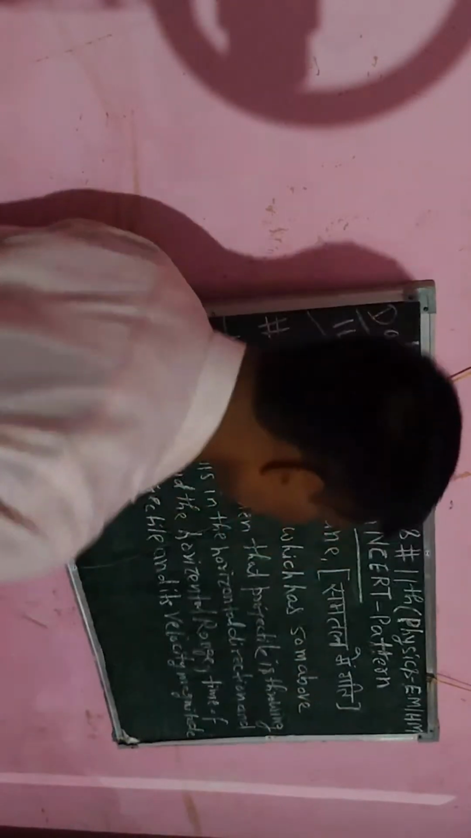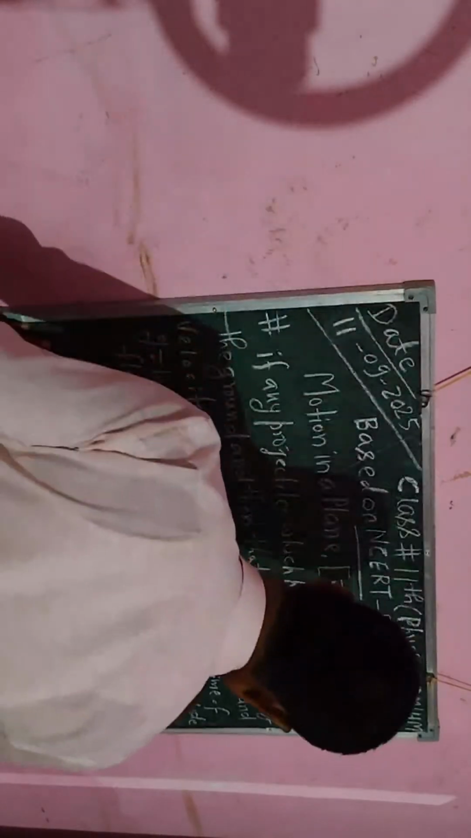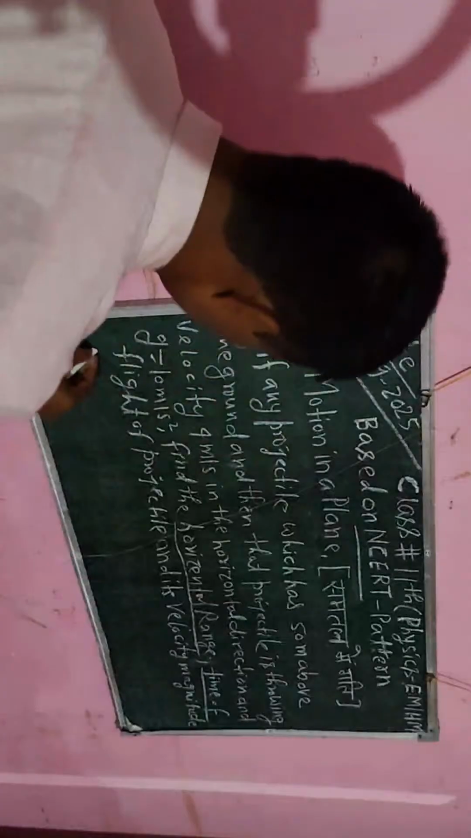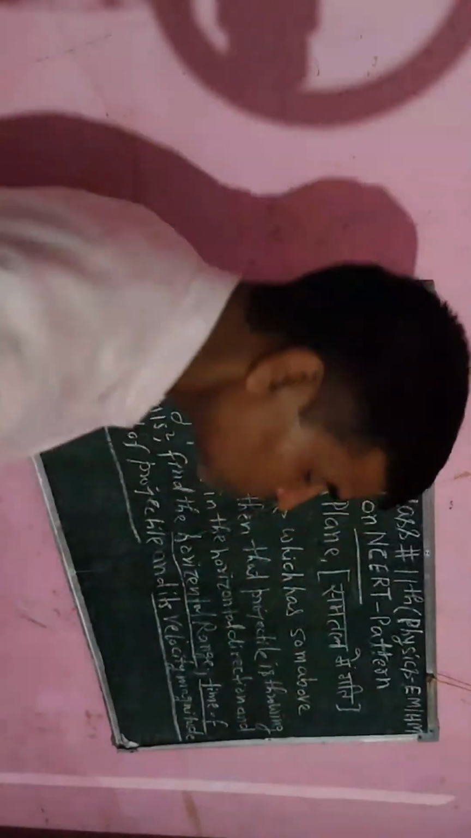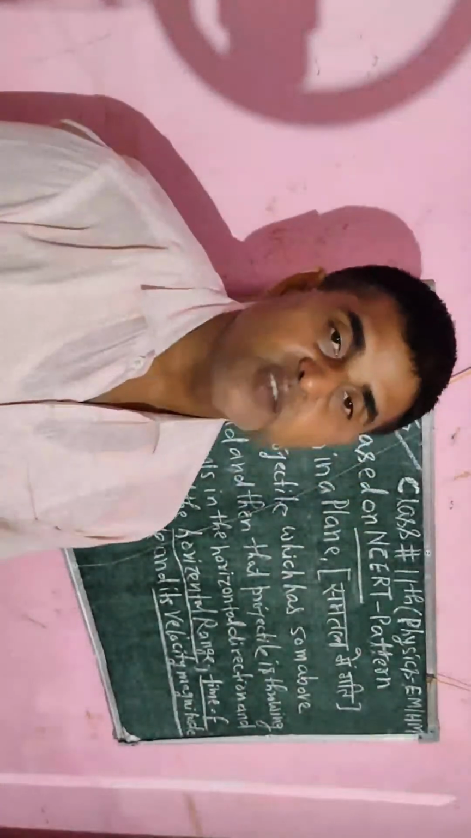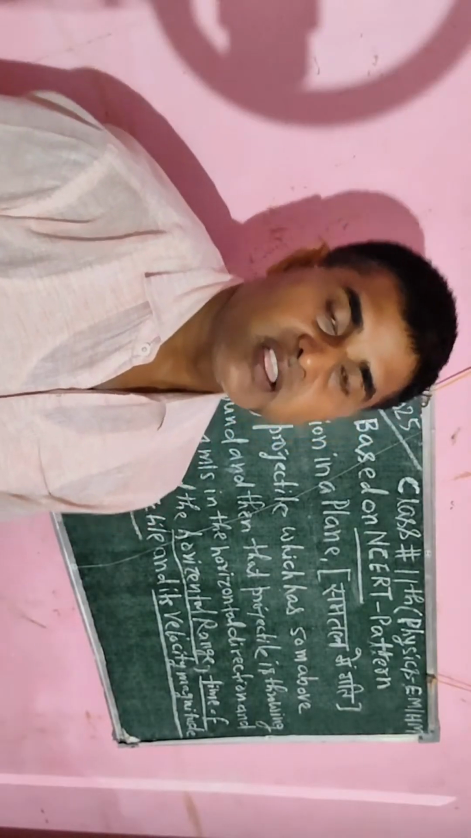So first of all, you have to get the horizontal range and then the time of flight of the projectile, and then we have to get its velocity magnitude. All these three pieces of information I will calculate from the written question.